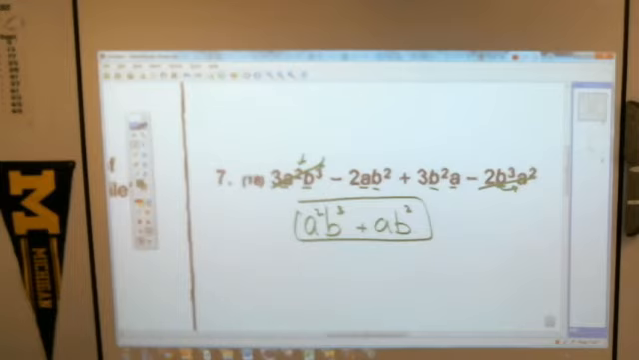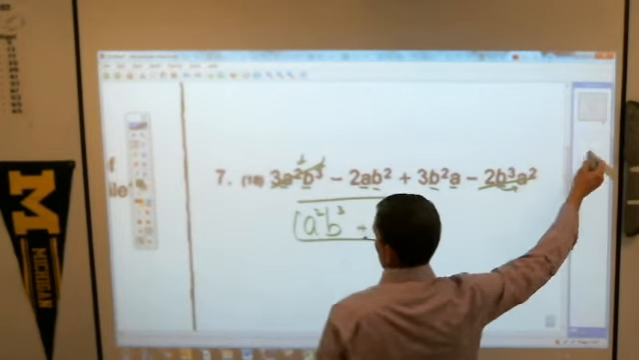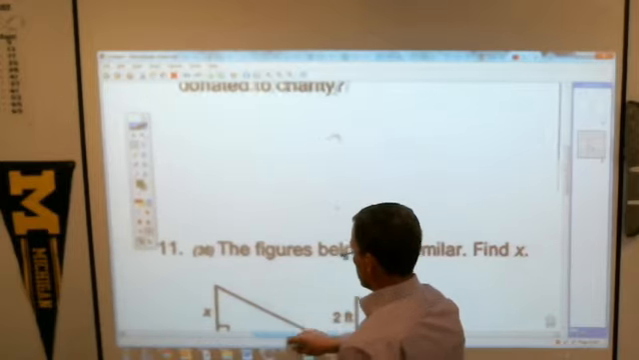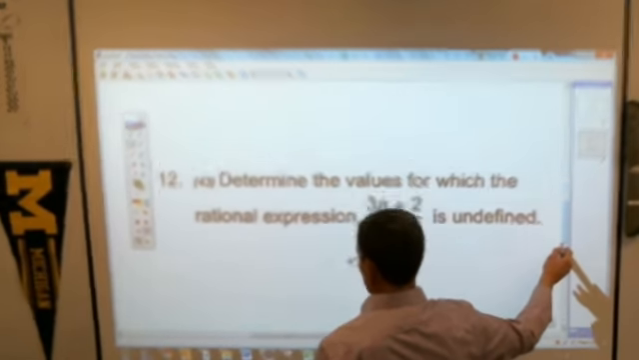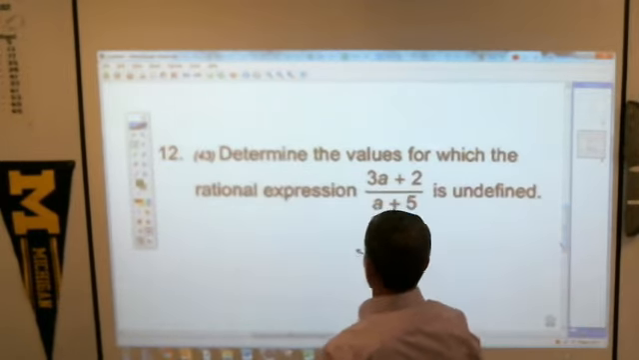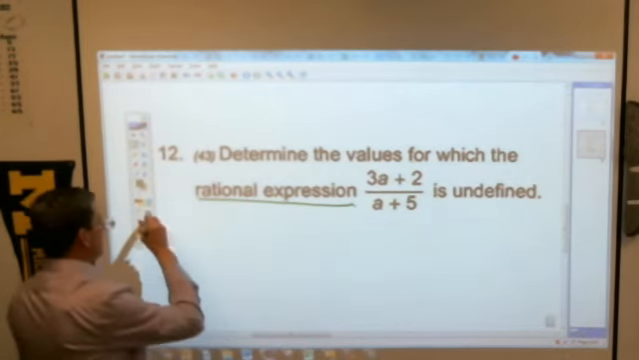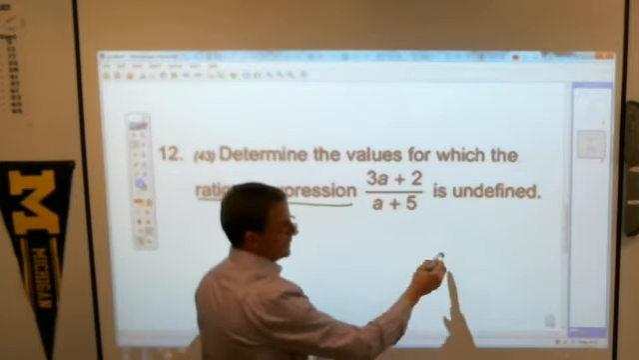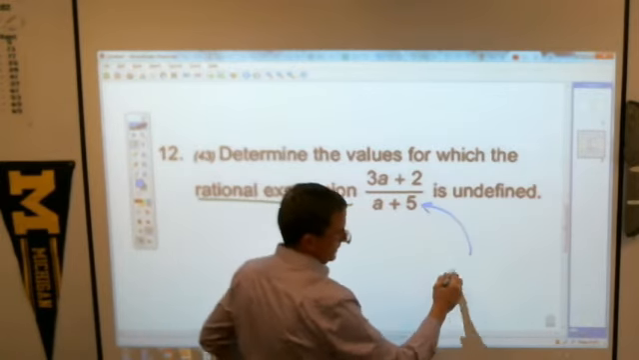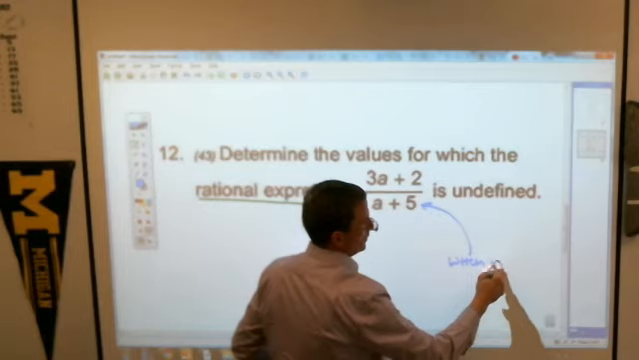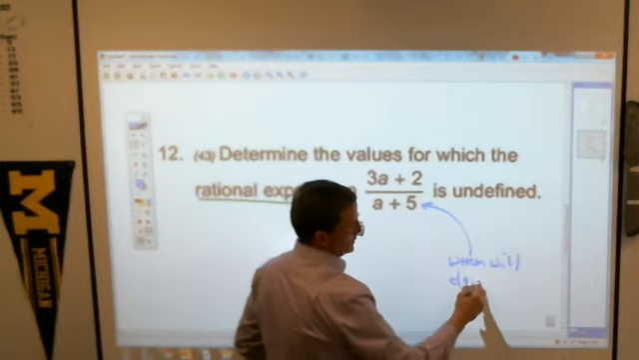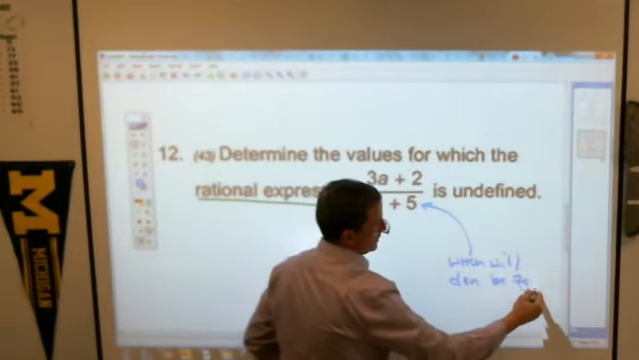Tyler O'Connor. What is number 12 asking for? Number 12. I don't know if I'll count number 12 or not, but let's just go because we skipped that. Yeah. 12 says this. Determine the values for which the rational expression, which means a fraction, is undefined. They are simply asking, this whole undefined thing is when will the denominator be 0?